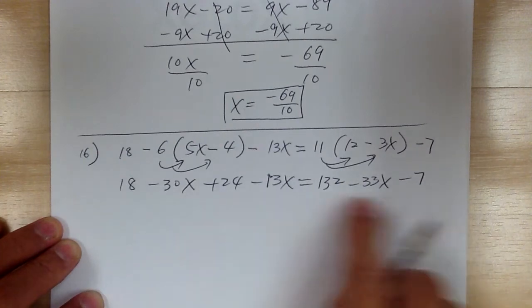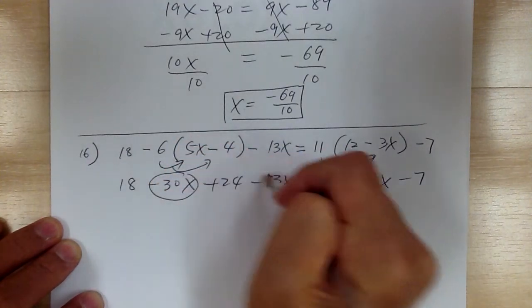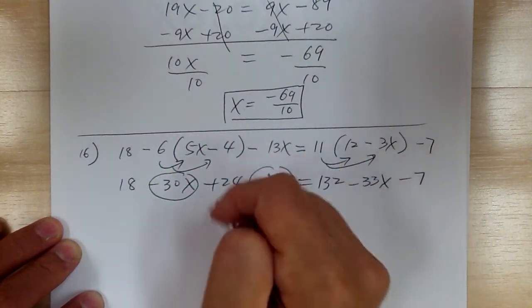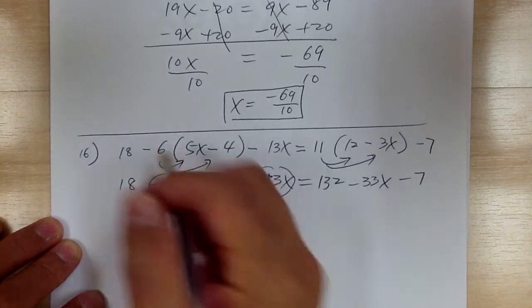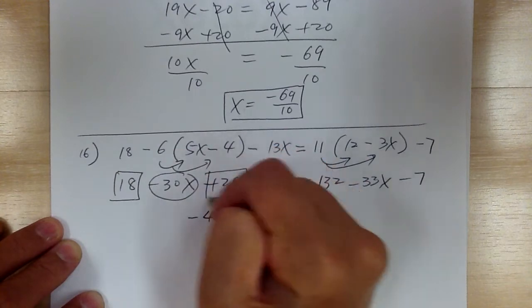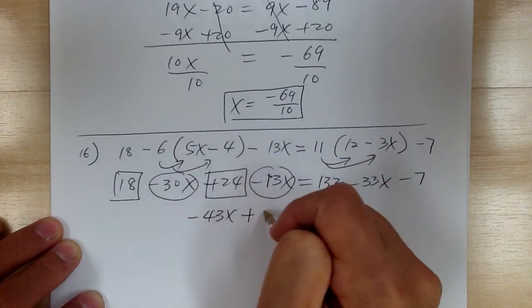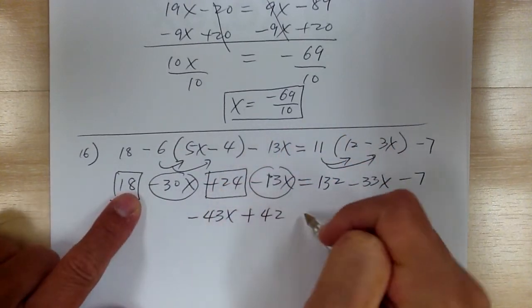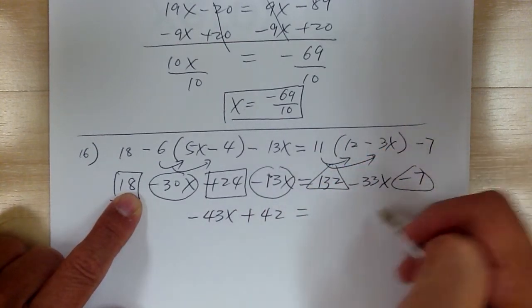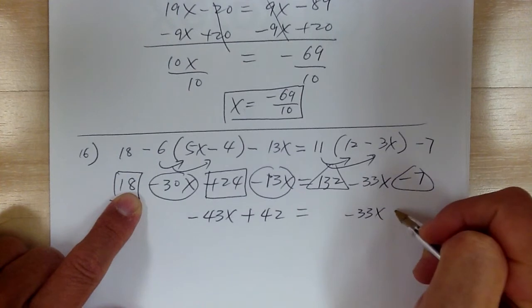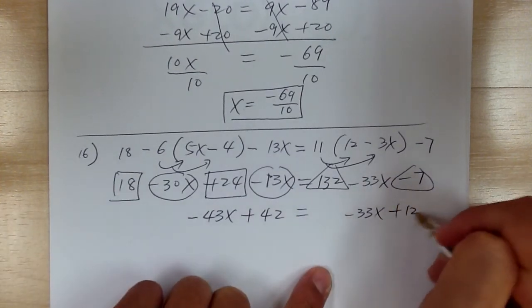Again, when there are a lot of terms, you want to tidy things up. So let's combine the variables. It would be minus 43x. With the same sign, you add the numbers. So again, same signs, you add the numbers. So it would be plus 42. And this one, you want to combine these: minus 33x and plus 125.